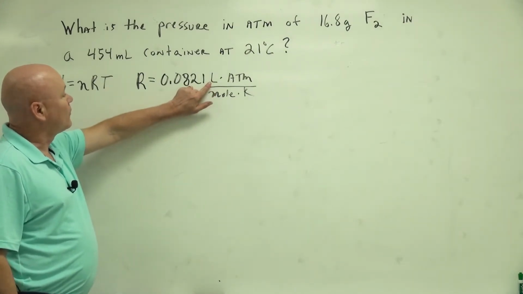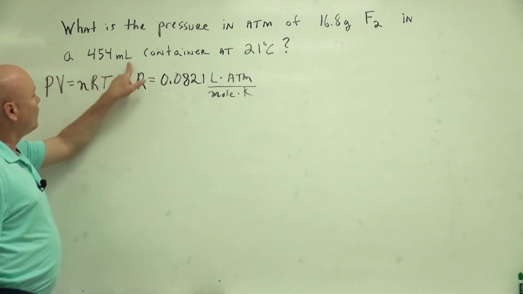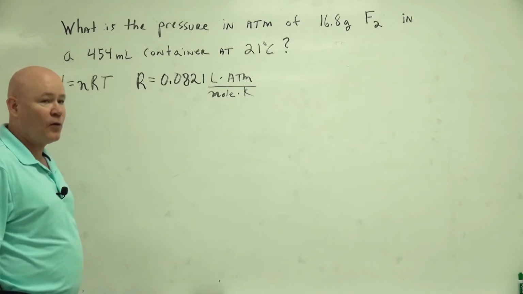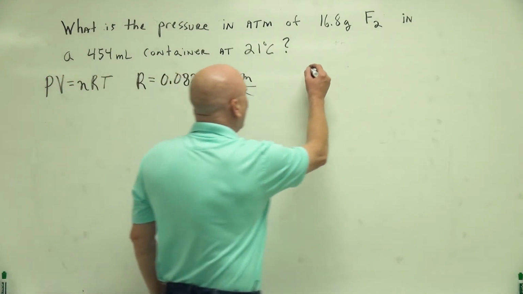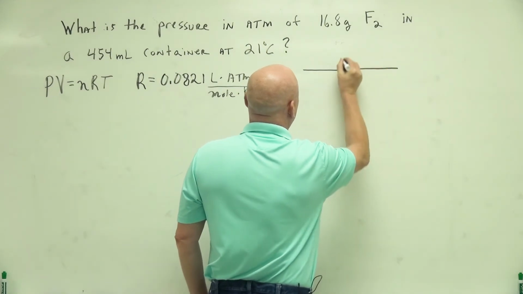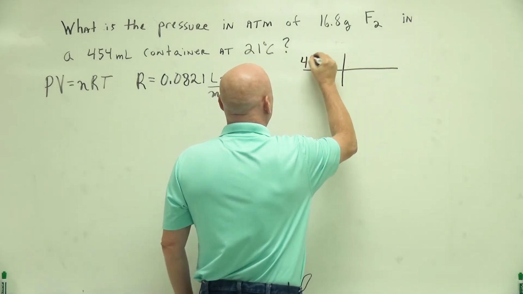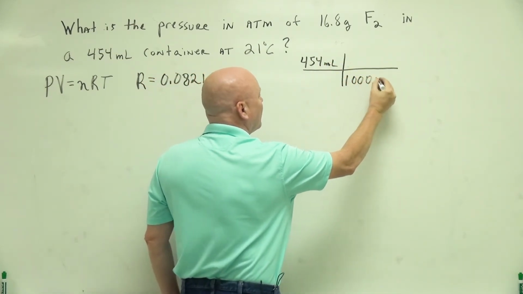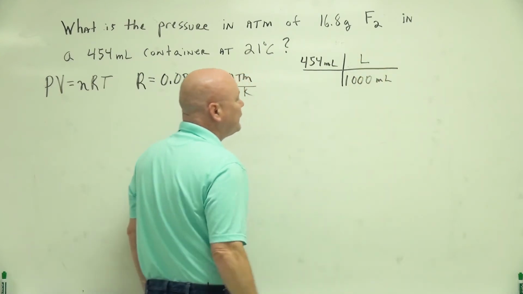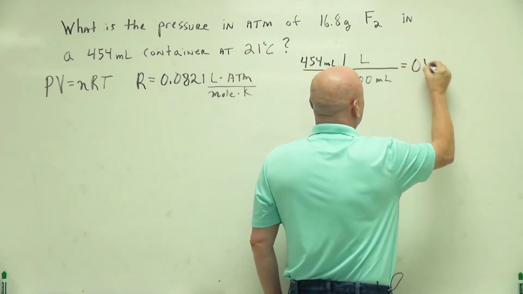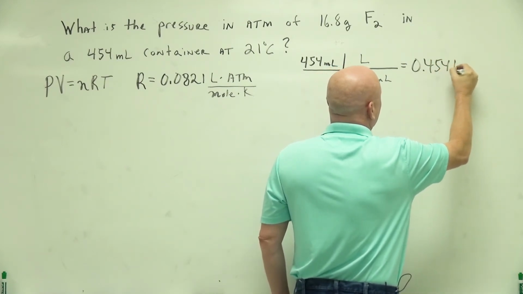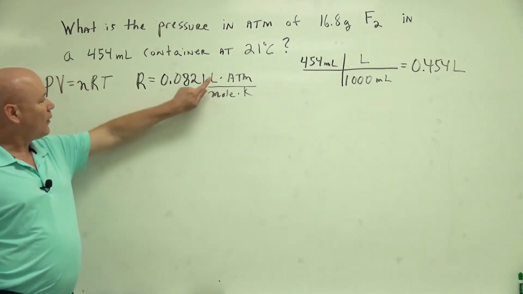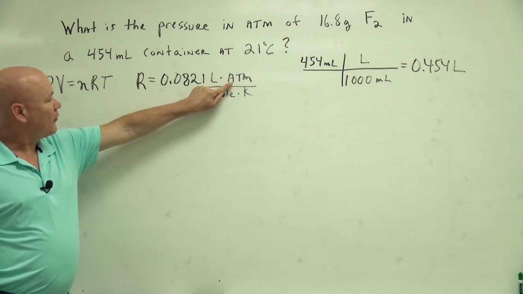I look here first and I see liters, and my problem is in milliliters. That's not liters, so I need to turn that into liters. There are 1,000 milliliters for every liter, so let's get that volume first. 454 milliliters, and there are 1,000 milliliters for every liter, and that's 0.454 liters.